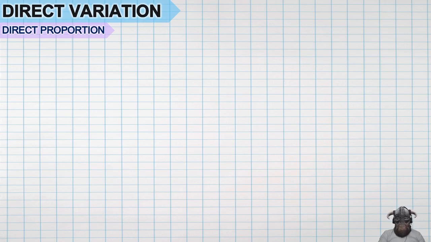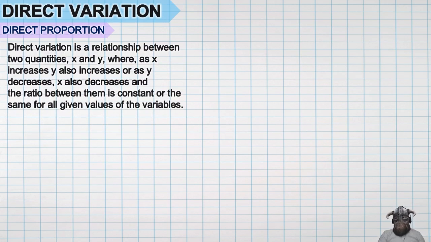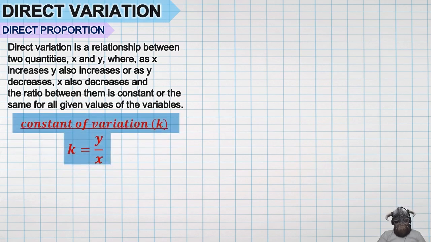So it is also called sometimes a direct proportion. So as we recall, direct variation is a relationship between two quantities, for example, x and y, where as x increases, y also increases, or as y decreases, x also decreases. And the ratio between these two quantities is constant. So that ratio that is constant is what we call the constant of variation.